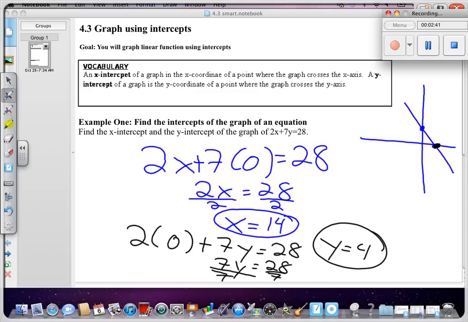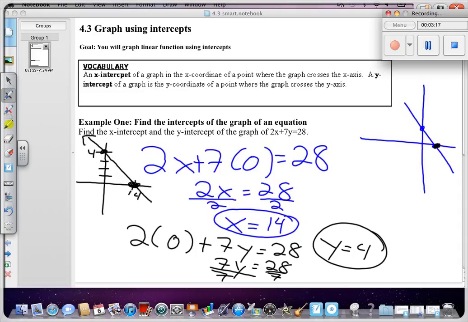That means when I'm graphing it, I go over to 14 on the x-axis and I put a dot right there because y gives me 0. And then for y, I plug in 0 for x and I find out that y is 4. That means when I go up 1, 2, 3, 4, my graph looks like this. Does that make sense? When you plug in 0 for y, you find where the graph crosses x. When you plug in 0 for x, you find where the graph crosses y.